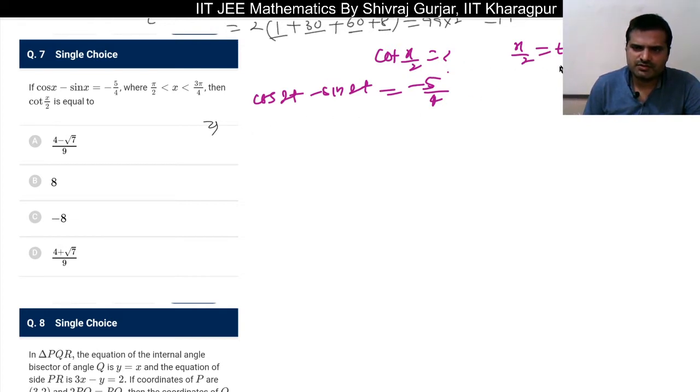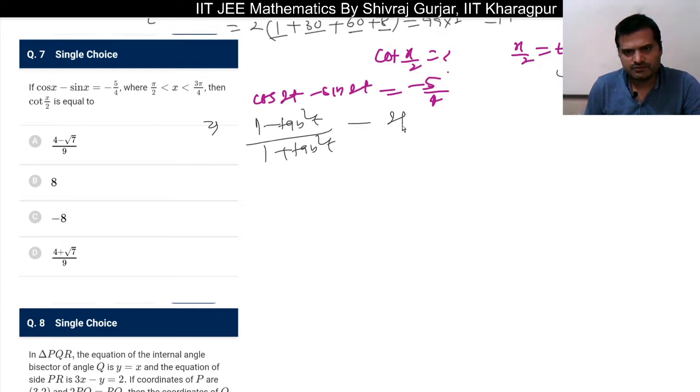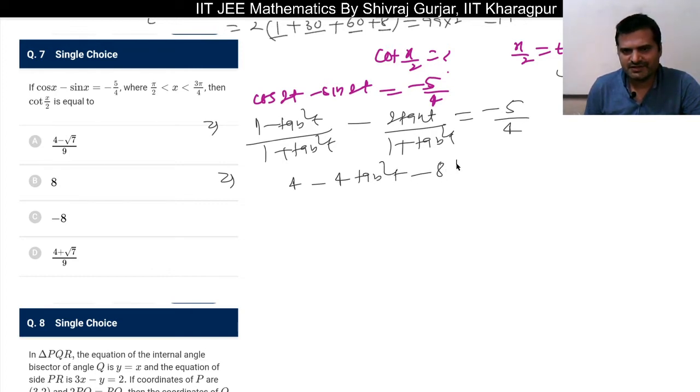Now what do we need? We need cot t, so we have to take it in the half angle form. That is (1 minus tan square t) divided by (1 plus tan square t) minus 2 tan t by (1 plus tan square t), the sin 2t formula in terms of tan. Okay, so let us simplify it. The denominator is common, so let us multiply by it: 4 minus 4 tan square t minus 8 tan t equals minus 5 tan square t.